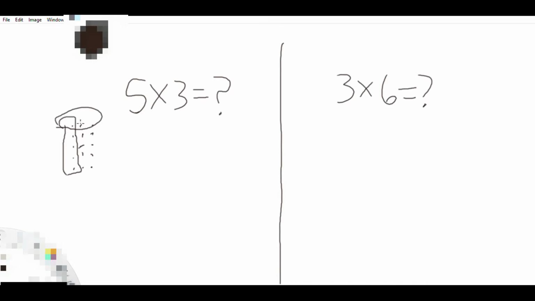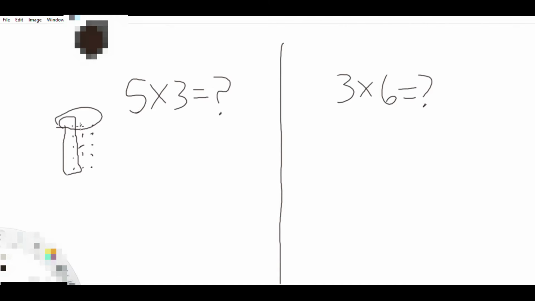Why you have to do it like this is because this circle proves that this dot counts as part of this line, and this dot also counts as part of this one. That's why these circles are important.